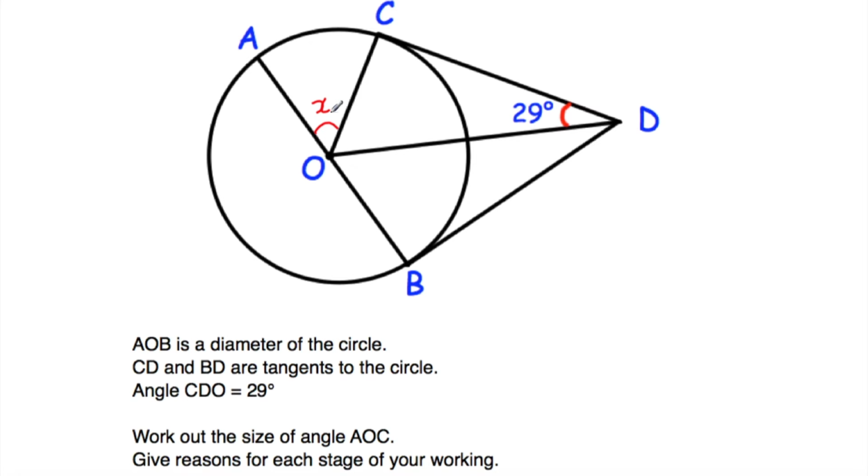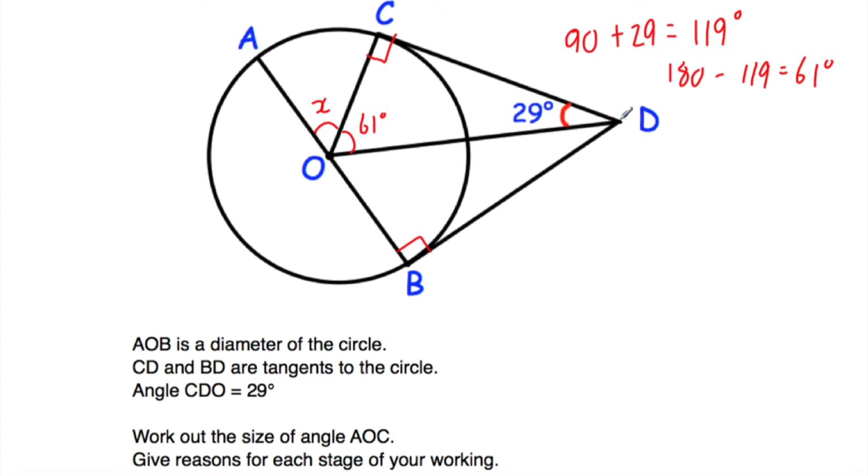Okay, so let's fill in the numbers that we can to begin with, and let's talk about it, and then we'll write down our full reasons afterwards. So we were told that BD and CD are tangents. That means the radius and the tangent will meet at 90 degrees. So that's a right angle, and that's a right angle. Now we know that this angle is 29 degrees and this one is 90 degrees. So the angles in a triangle add up to 180 degrees. So if we do 90 plus 29, that's equal to 119 degrees. And if we take that away from 180, we can find the size of this angle here. So 180 take away 119 is equal to 61 degrees. So this is a 61 degree angle there.